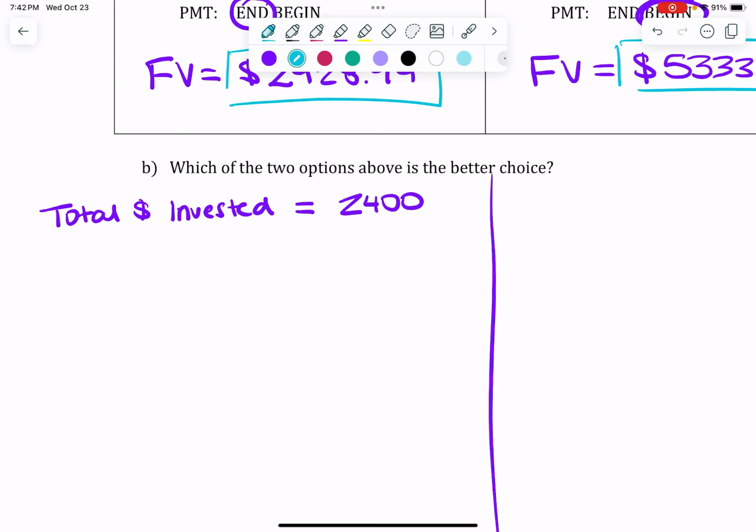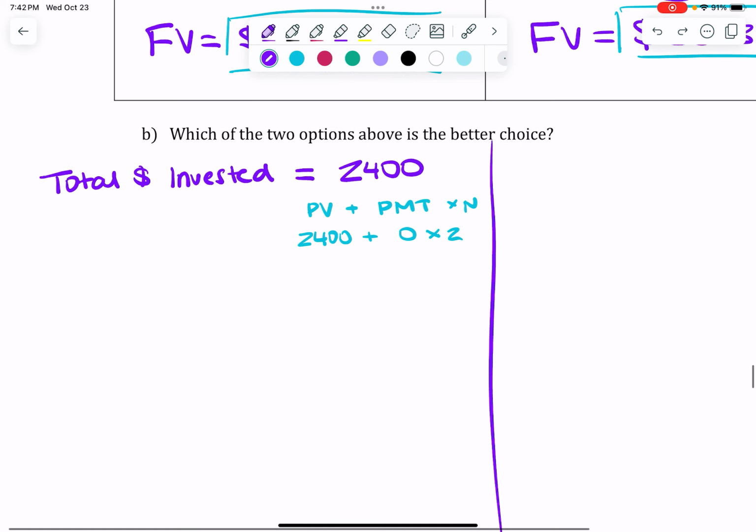Right? We could always think about this as the more formal process we just talked about, where this is PV plus PMT times N. But that's just 2,400 plus 0 times 2, which just ends up being 2,400. Okay, so I could use this formula, but in this question, it's pretty straightforward.